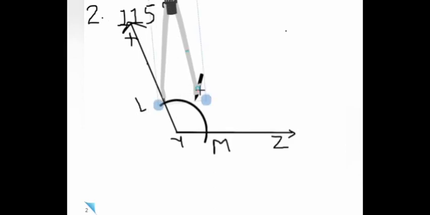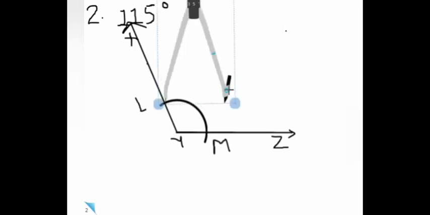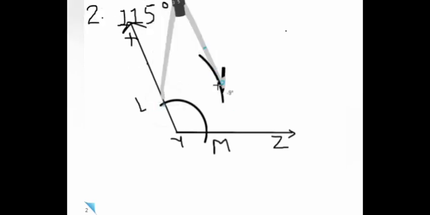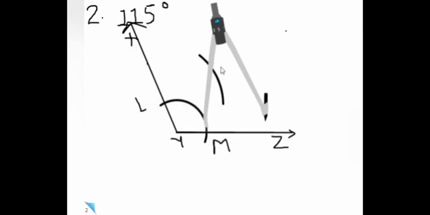Now I will draw, and if you want you can increase the distance. I want to increase, so I am going to increase. And now see that your compass is properly on L. It is properly on L now. And now I am going to draw an arc. Over. Now without changing the distance, I will keep it on M.